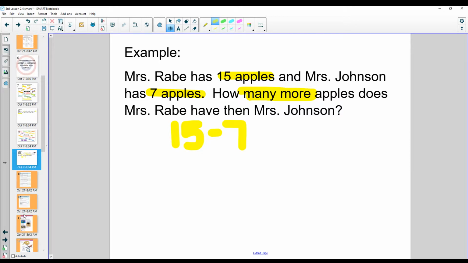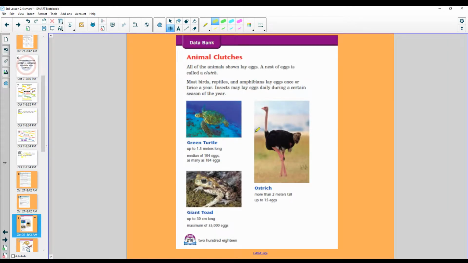Now, today's lesson, we're going to be talking about animal clutches. All animals lay eggs, but a nest of eggs is called a clutch. Most birds, reptiles, and amphibians lay eggs once or twice a year. Insects may lay eggs daily during a certain season of the year. Oh, we all know mosquitoes, they just kind of come out of nowhere.